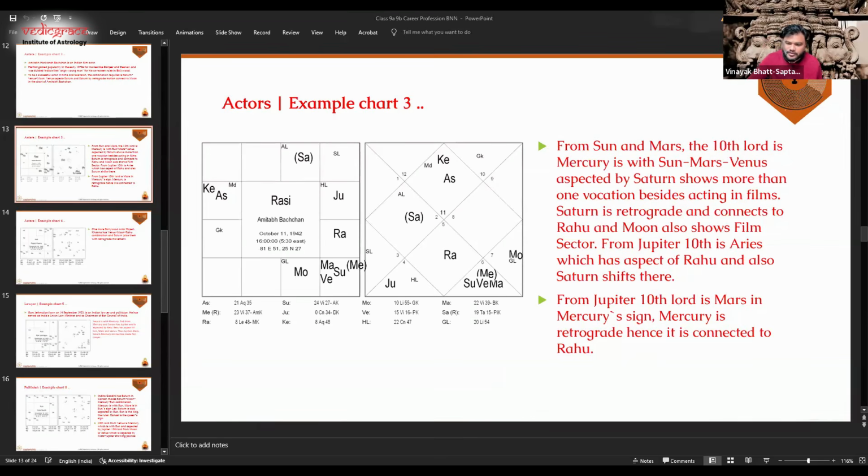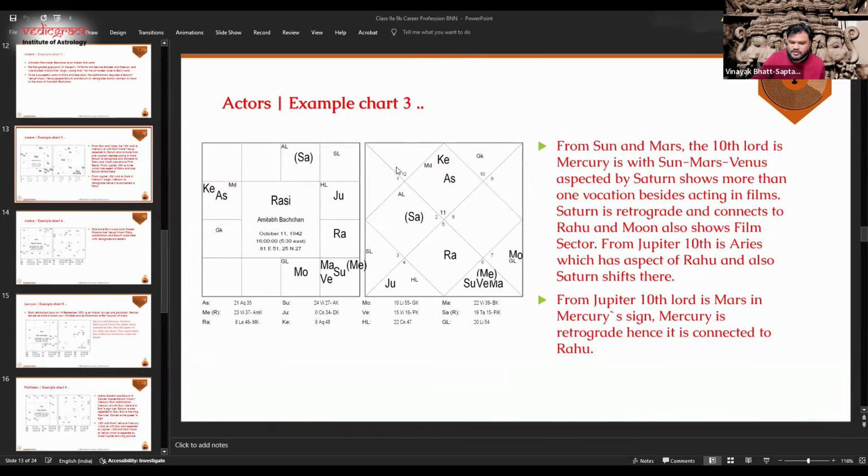Now, how will you do it? Now, you see the chart simply with respect to Lagna. Like this is again an Amitabh Bachchan chart. Okay, let's discuss this one only. So, see this chart. You will end up with Venus and Mars. And with the focus on Venus and Mars, you tell me which houses are connected in this whole chart.